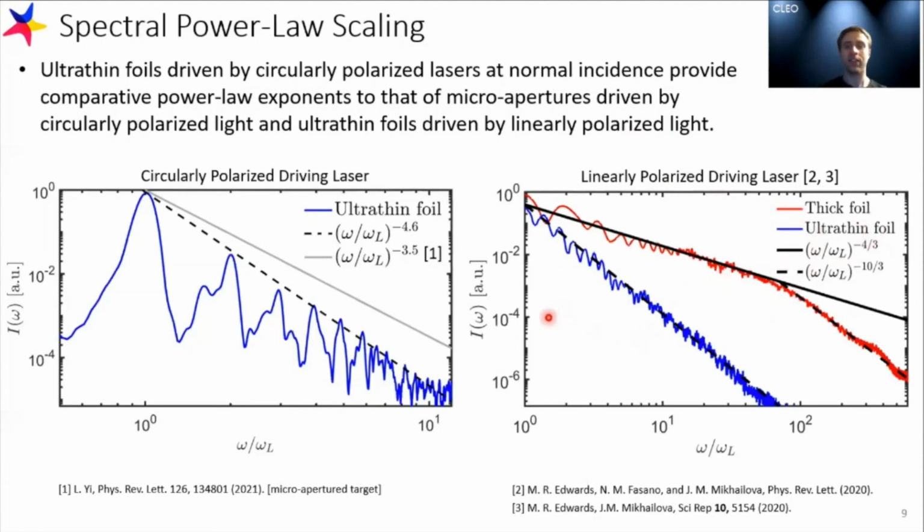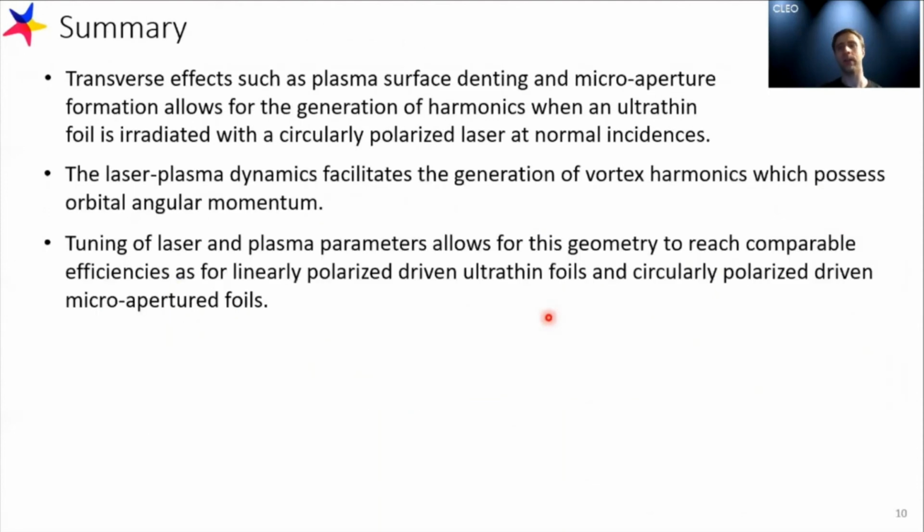And so with that, I'd just like to summarize now. Using particle-in-cell simulations, we have demonstrated the generation of vortex harmonics using a circularly polarized laser normally incident on an ultra-thin foil, and have shown that it is possible to achieve efficient generation in this case, which is comparable to both the linearly polarized ultra-thin foils and also to a preformed microaperture target.